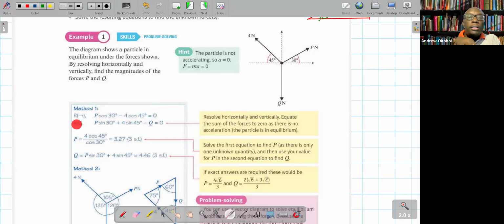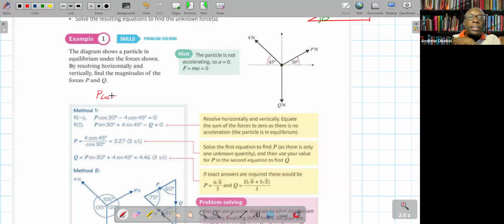Now here we're resolving vertically. And so we'll take this P and take it up here, and that becomes P sin 30. Then we'll take this 4 and take it up here, and that becomes 4 sin 45. But Q is vertically downwards in the negative direction, so we subtract Q, and we say that's all equal to 0. What some people do, and there's nothing wrong with that, is to recognize you can also write it this way. It means exactly the same thing. P cos 30 is equal to 4 cos 45.